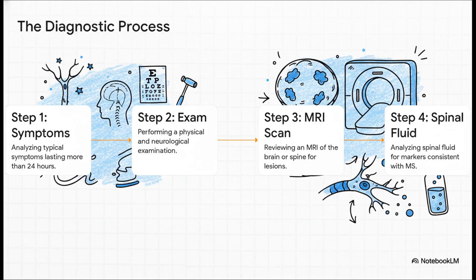Basically, doctors are looking for evidence in 4 key areas. First, they look at your history of symptoms, things that have come and gone. Second, they'll do a physical and neurological exam to look for signs of nerve damage they can actually measure. Third, and this one's a big one, they use an MRI scan to literally see the lesions, those scars, in the brain and spinal cord. And finally, in some cases, they might test the spinal fluid for certain proteins that are a sign of inflammation. It's only when all these pieces fit together that they can make a confident diagnosis.